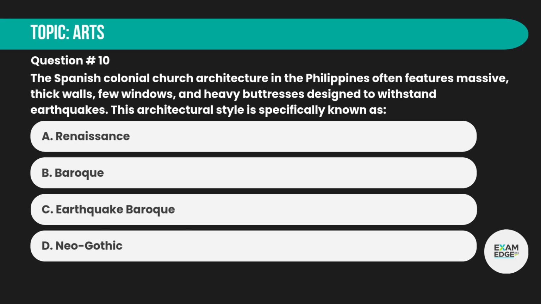Question number 10. The Spanish colonial church architecture in the Philippines often features massive, thick walls, few windows, and heavy buttresses designed to withstand earthquakes. This architectural style is specifically known as: A. Renaissance. B. Baroque. C. Earthquake Baroque. D. Neo-Gothic.